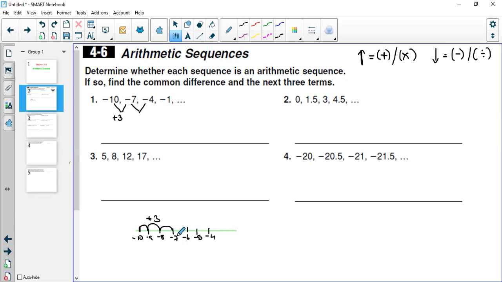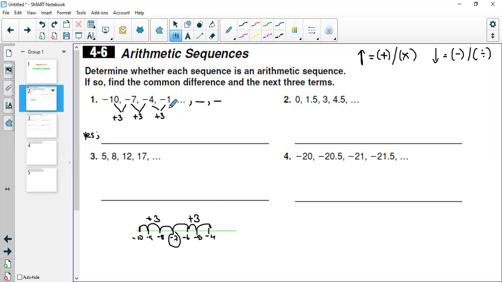Is the difference the same? We are here at negative 7. Again, we are moving towards the right. So 1, 2, 3. Is that plus 3? Yes, it is. So the difference between the two terms is adding 3. And for negative 4 and negative 1, the difference between both of them is also plus 3, which means the difference is the same, which means yes, it is an arithmetic sequence. So first let's write yes, it is an arithmetic sequence. Then we need to find the next three terms for this pattern.